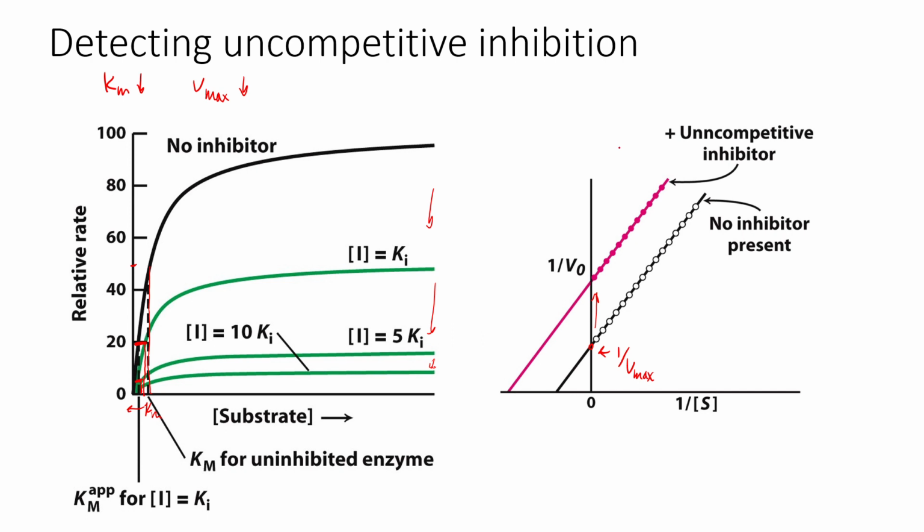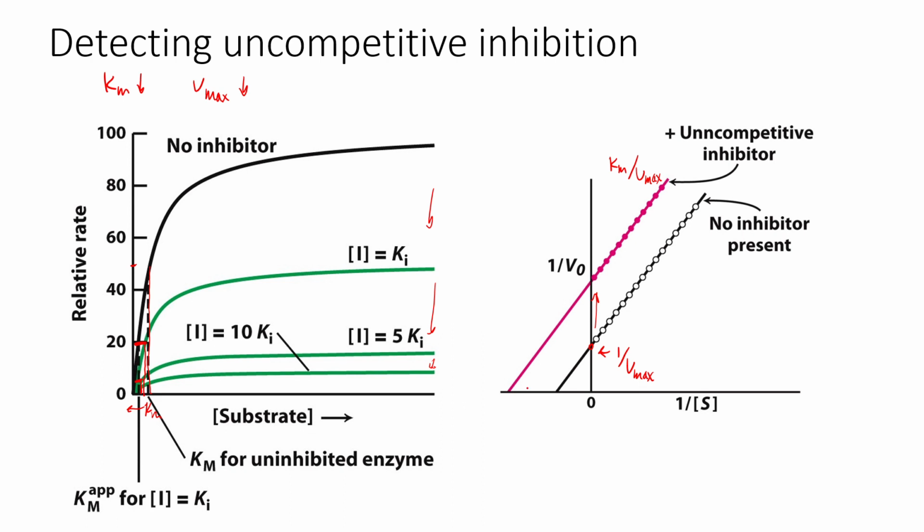At the same time, if we look at our slope, our slope is defined as the Km over the Vmax. And so this makes it very clear that, like we mentioned, our Km is going down and our Vmax is also going down. But as you can see very clearly on the Lineweaver-Burk plot, our slope is actually staying the same. And this is because both our Km and our Vmax are decreasing, and they're decreasing in a way that's proportional to each other. So overall, the slope is going to stay the same.